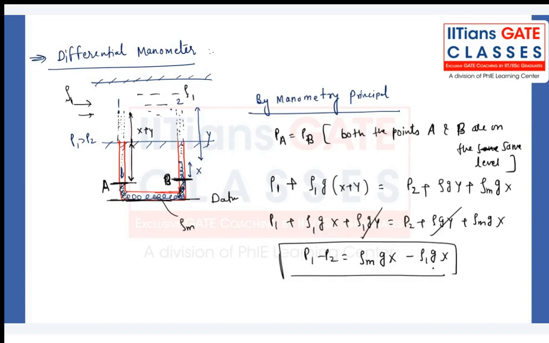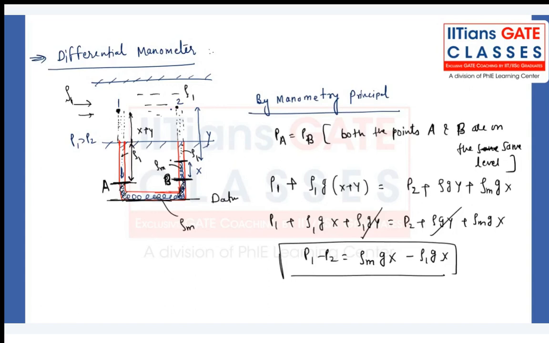Getting my point? What is the total pressure which is being exerted? P1 pressure plus height of the liquid is what? Rho 1 g into x plus y. That is equal to P2 pressure plus height of the liquid. Height of the liquid is what? Rho g y till here, rho 1 liquid is there. After that, rho m is there. Getting my point? Understanding what I'm saying?